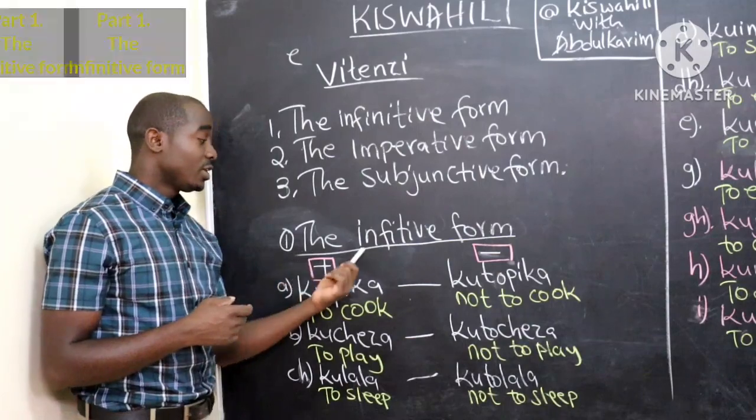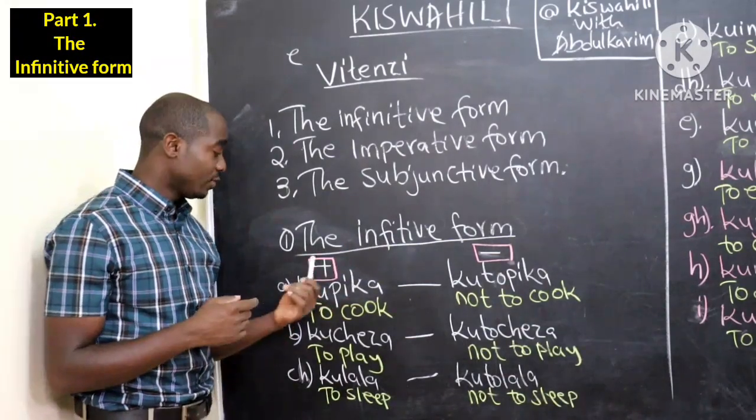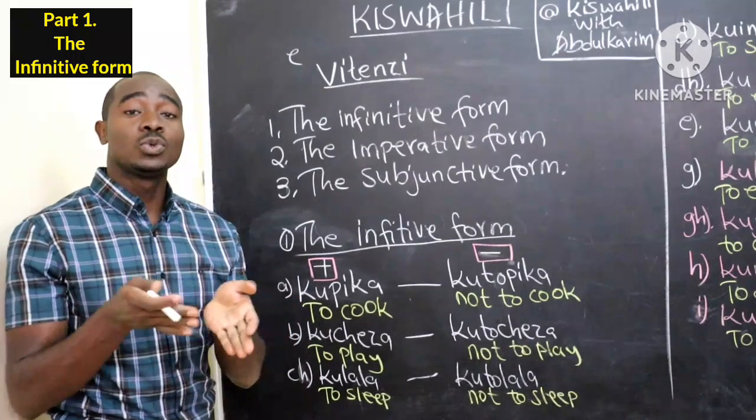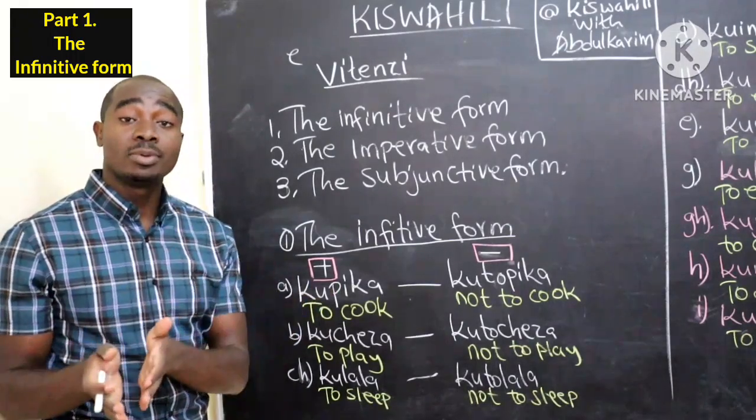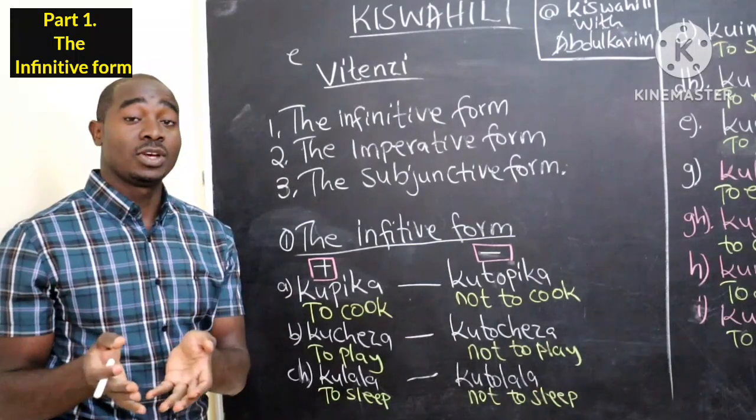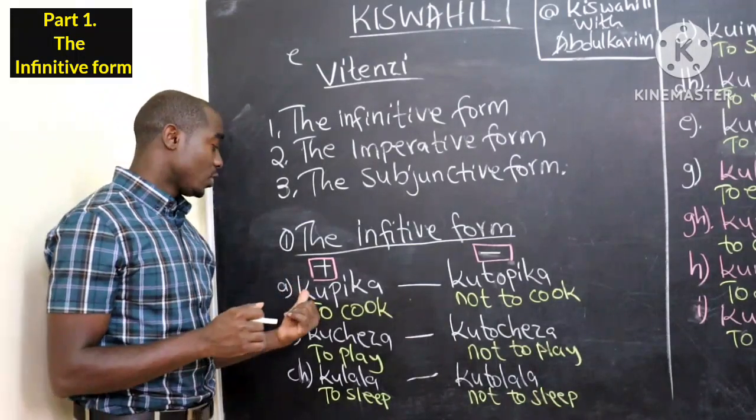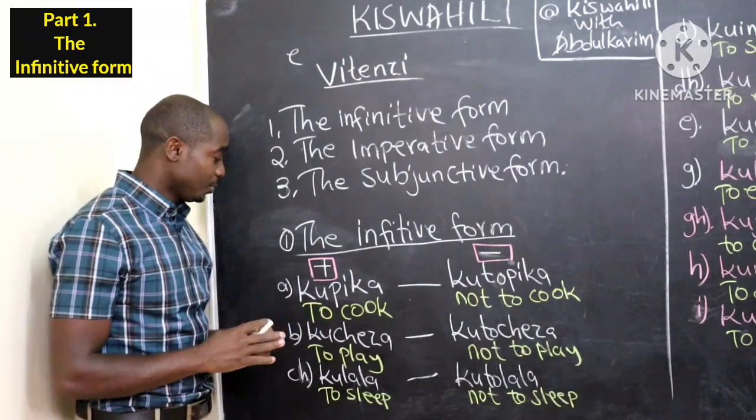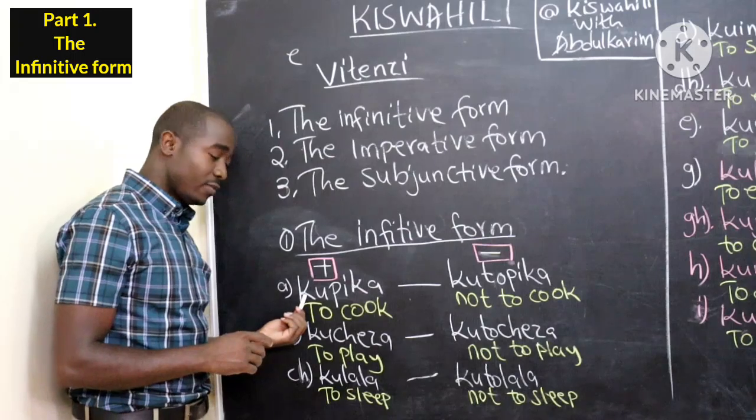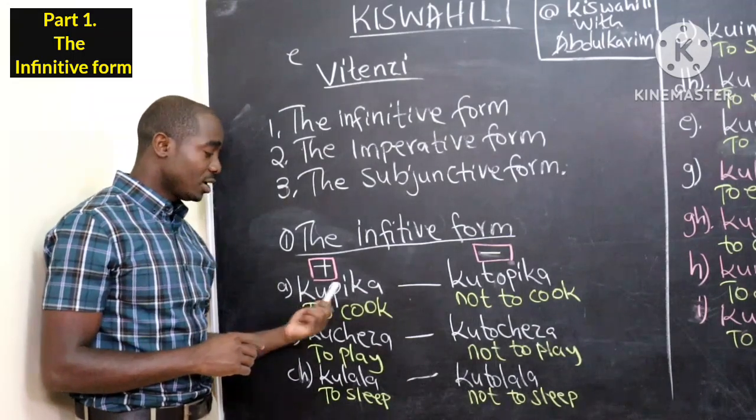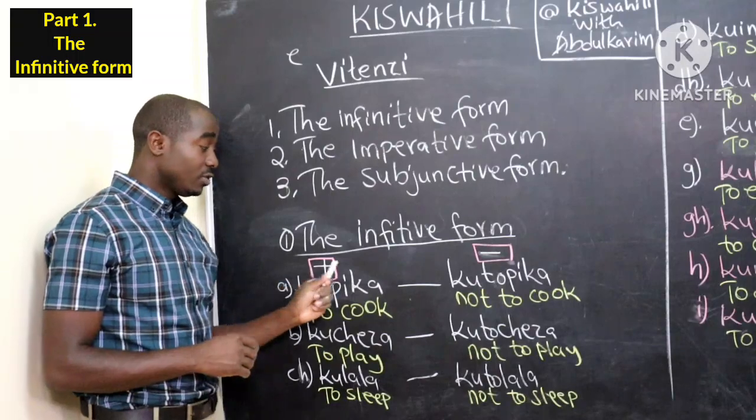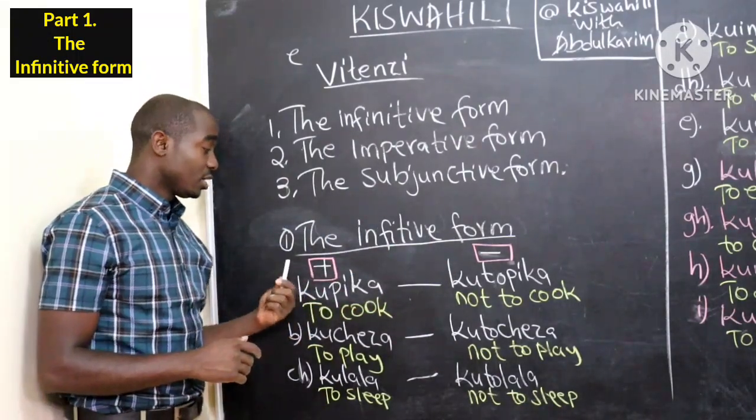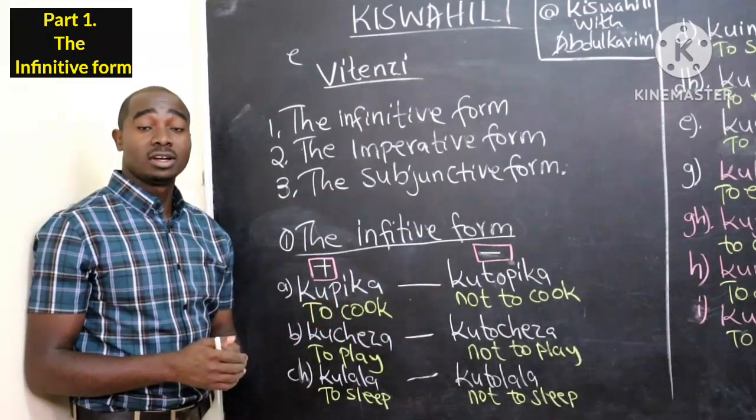The first one here, the infinitive form. Normally, in this infinitive form the verb starts with ku. It's like the form to in English, to sleep, to eat. That to corresponds to ku in Swahili. So we have here the first example, kupika. So this is positive and negative. Kupika, kutopika.